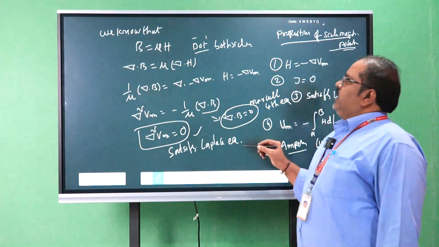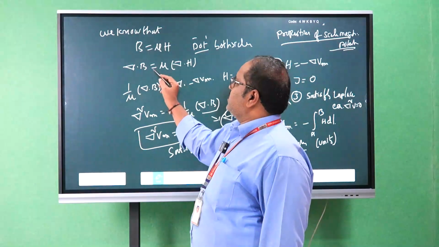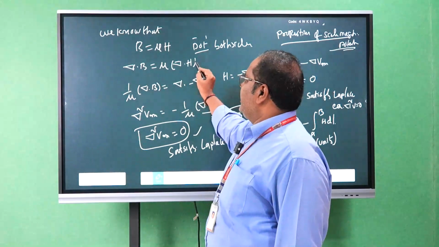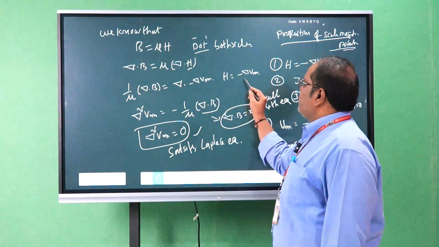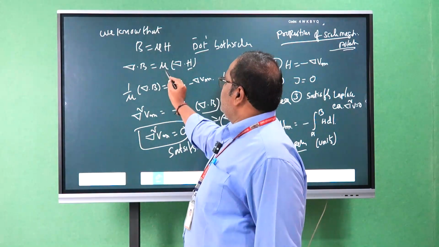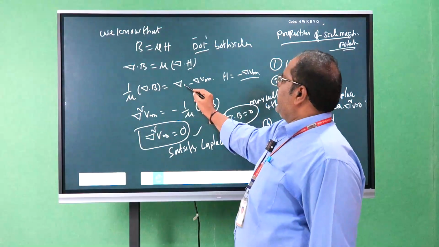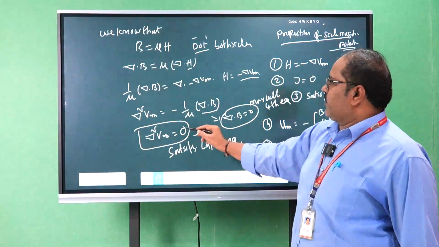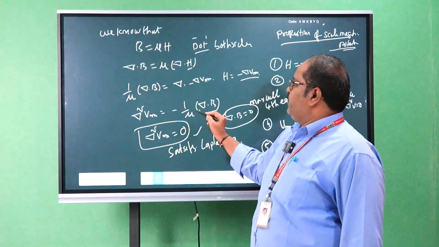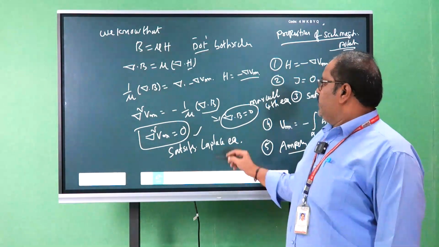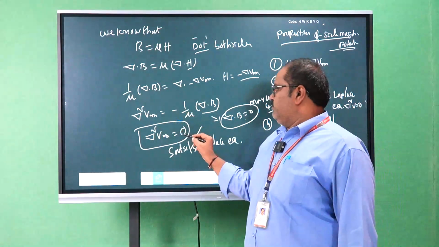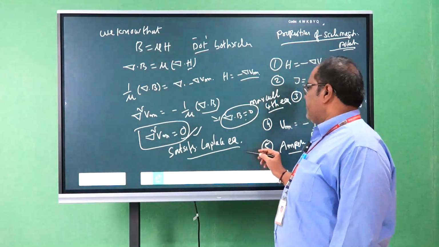Therefore, you know that B is equal to mu H. Applying the dot product on both sides, del dot B is equal to mu into del dot H. We know that H is equal to minus del Vm. Therefore, 1 by mu del dot B is equal to del dot minus del Vm. Therefore, del square Vm is equal to minus 1 by mu del dot B. Del dot B is equal to 0 according to Maxwell's fourth equation. Therefore, del square Vm is equal to 0, so it satisfies the Laplace equation.